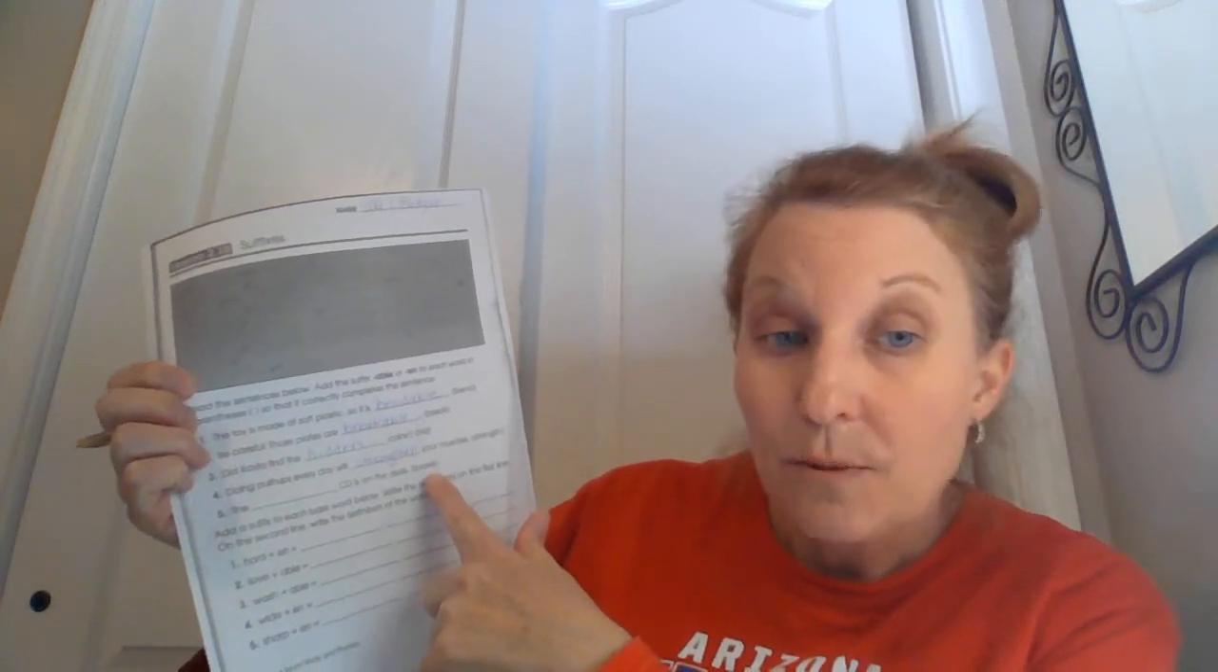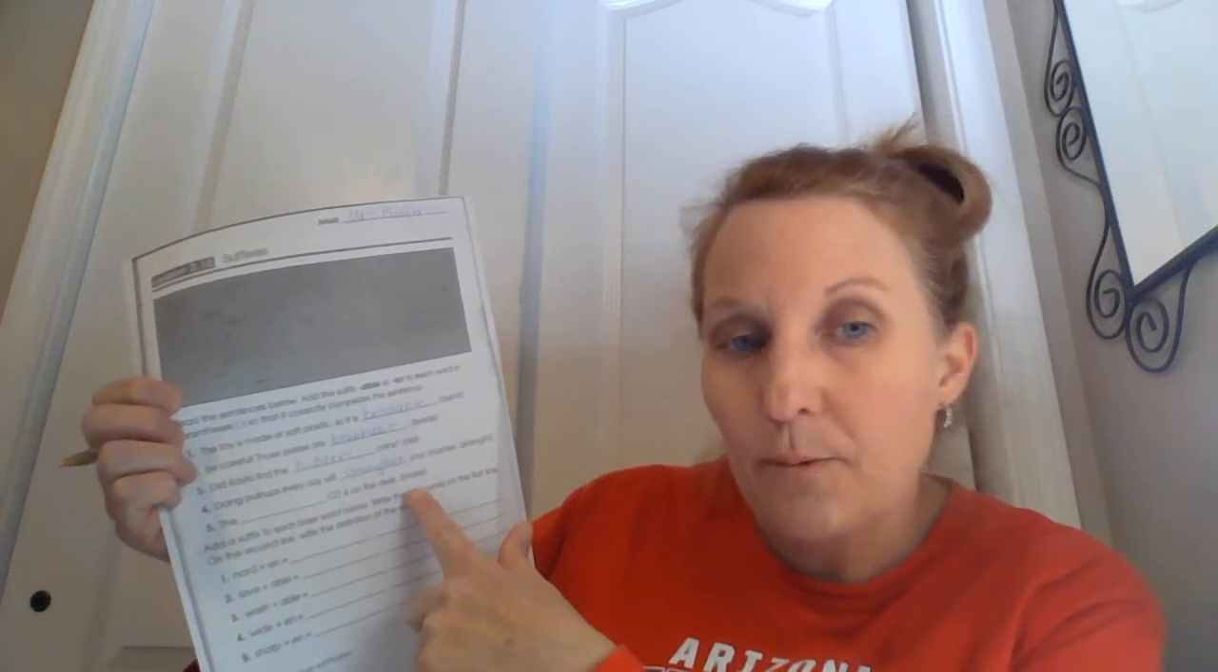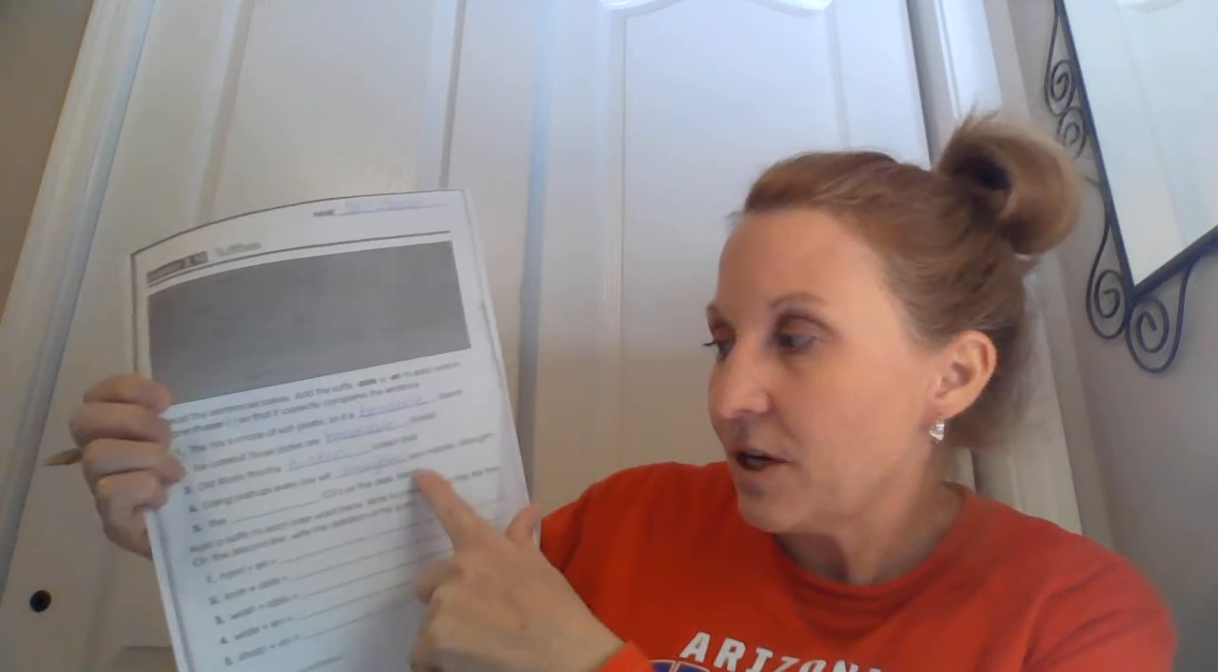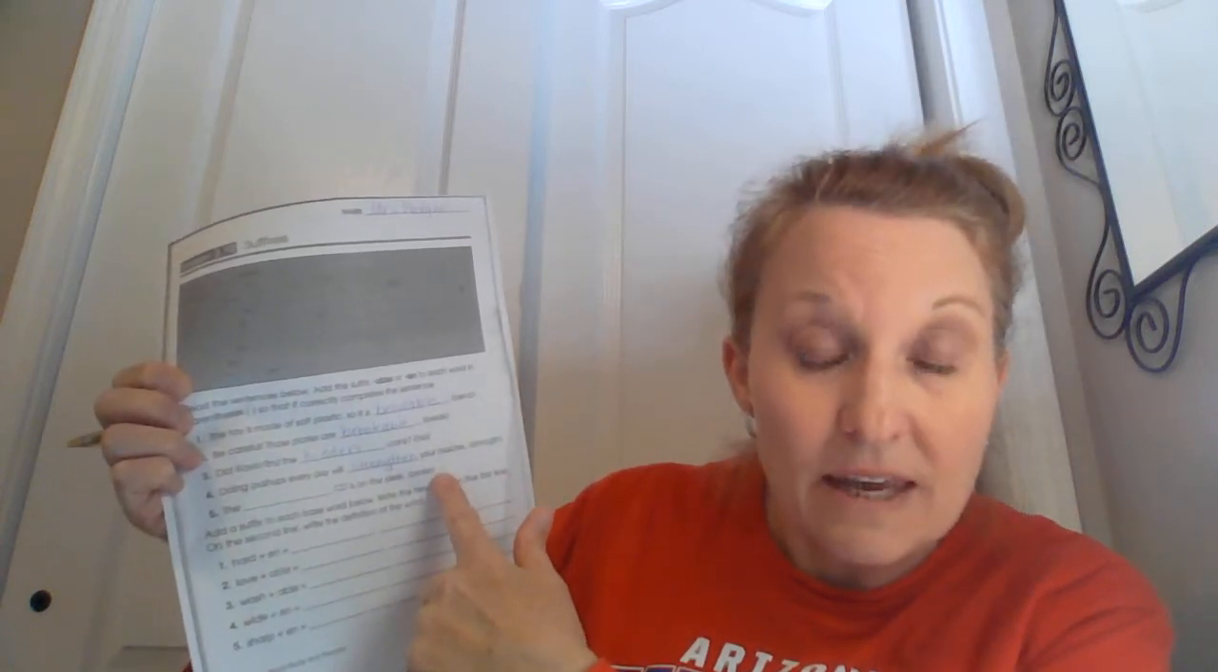Number 5, the blank CD is on the desk. Broke. The brokeable CD or the broken CD? The broken. So it ends with an E, so you drop the E and add an en to make broken. Broken. And that is 1 through 5.